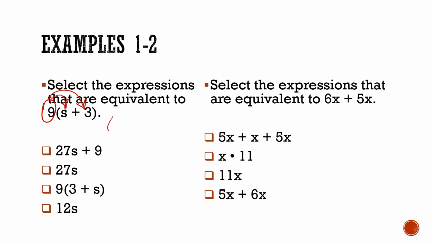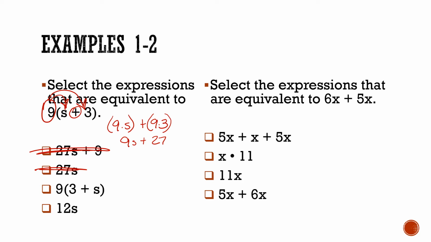So that's going to be 9 times s. Bring down your plus sign. 9 times 3. So 9 times s is 9s, and 9 times 3 is 27. Okay, so in this first one, the 27 has the s on it, not the 9, so that cannot be an answer choice. We cannot add 9s and 27 together because they're unlike terms, because the 27 does not have an s, so it can't be this one.